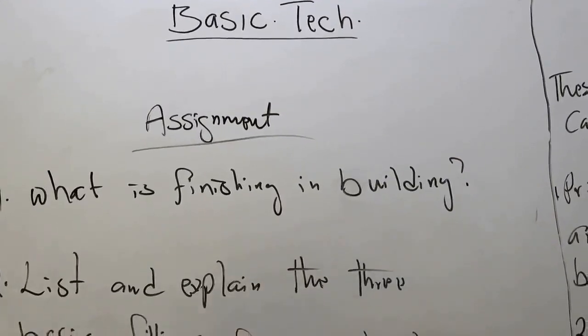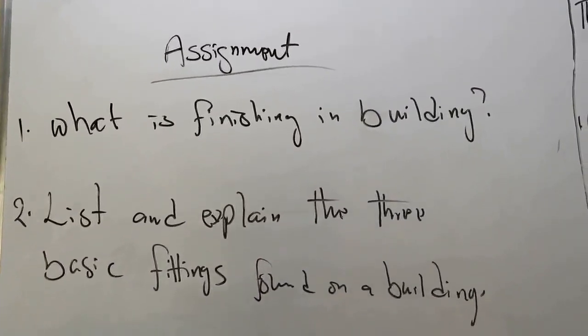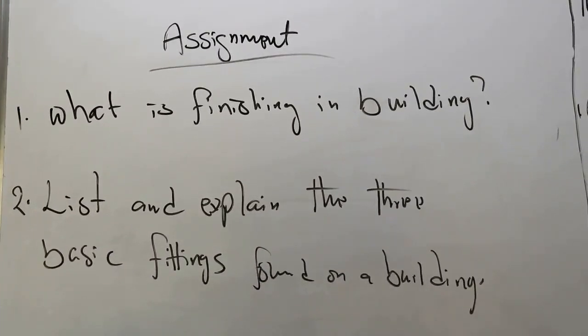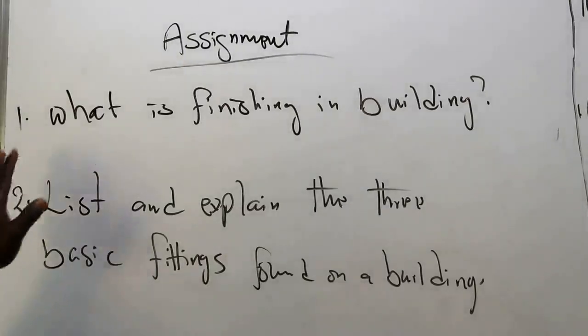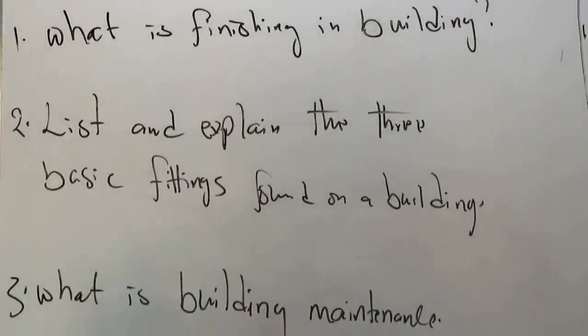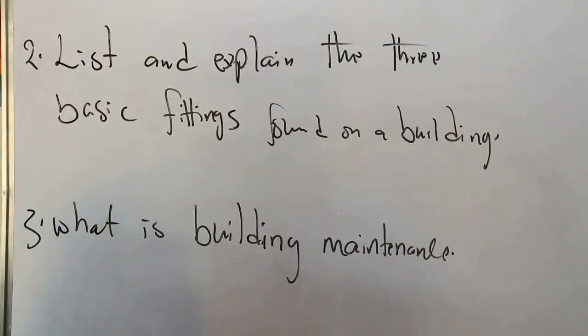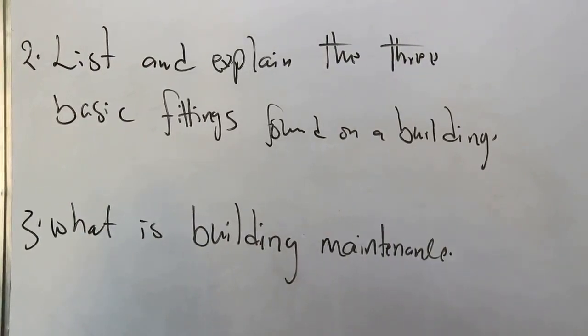Alright, so I think we've come to the end of our lesson for today, but you still have an assignment to look into. I want you to look at the first one, what is finishing in building. You give me types of finishing materials used in finishing. And then the second one, you list and explain the three basic fittings found on the building. Okay, the ones that are commonly found. And then number 3, what is building maintenance?